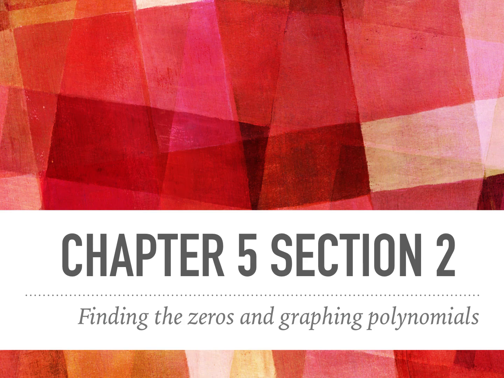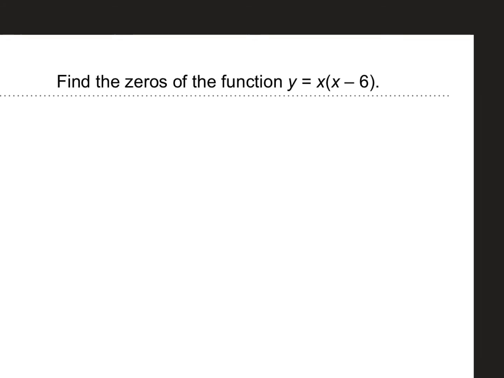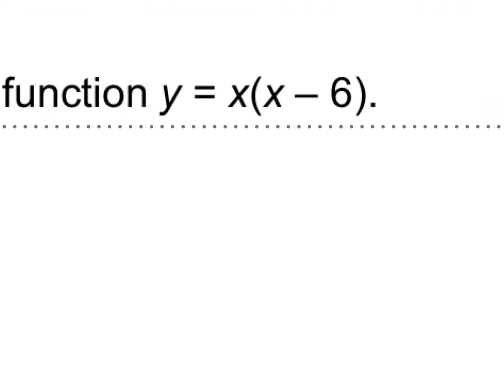All right, so 5.2, we're going to be finding the zeros and graphing polynomials. So when we graph, we need to remember what we learned on Monday with our end behavior stuff. So find the zeros of the function. So we've done this before. When it says find the zeros, we solve, but it pretty much means that y is 0.